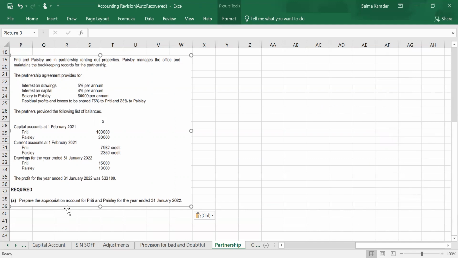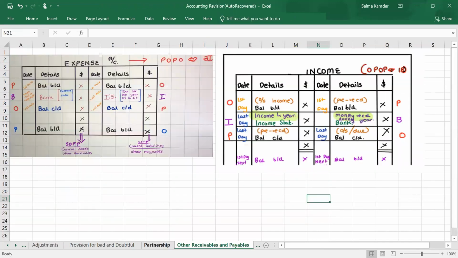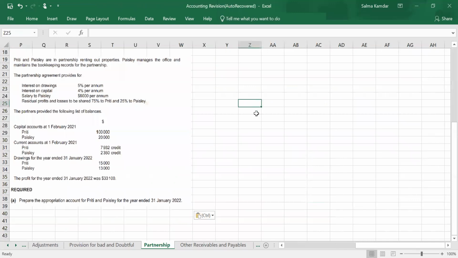They've asked you to make an appropriation account, and at the same time they have asked you to make the balance sheet. Now in questions like this, when you're going to make the balance sheet, how do you make the balance sheet?